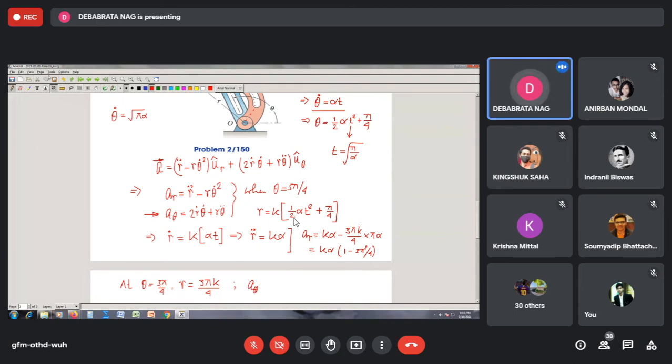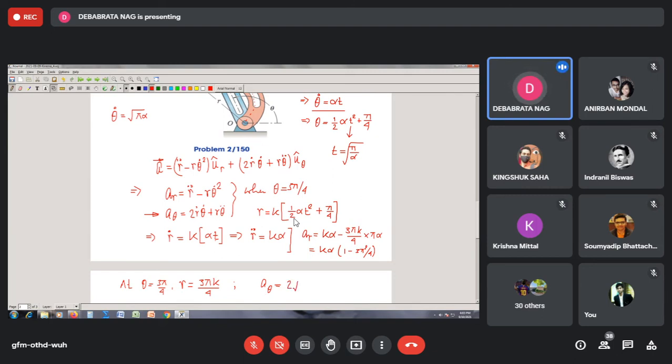Now you can get it from this expression. So what you see, you need to find out your R dot value. R dot has been already found to be k alpha t. So at t equal to root over pi by alpha, your R dot value will be basically root over pi by alpha into alpha, meaning it will be k into root pi alpha. So that will be the value of R dot.